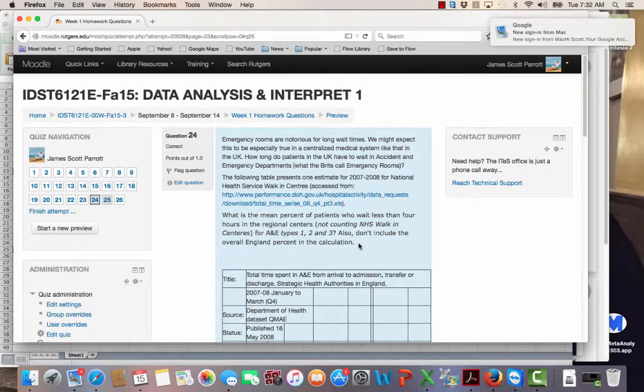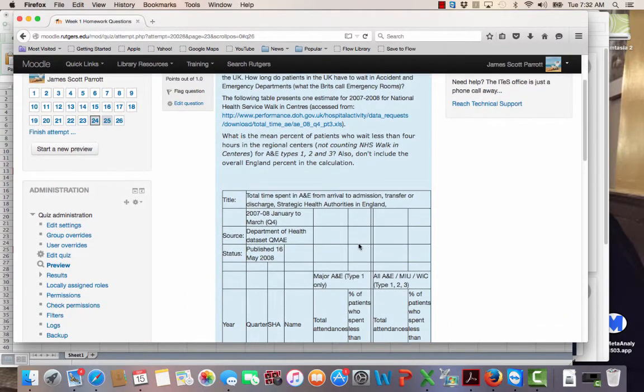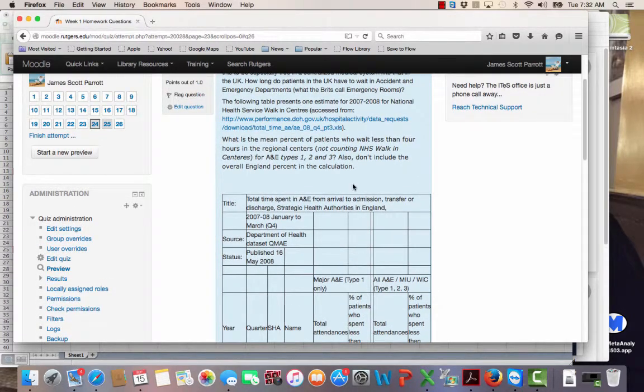A lot of the time, doing statistical analysis means going into the data that you have and finding exactly the pieces that you need. So let's look real quick. We've got lots of information, but what we're really interested in is the percent of patients seen in less than 4 hours in regional centers, and that's what this is about. But we're not going to count the NHS walk-in centers, and we don't want to include the overall England percent.